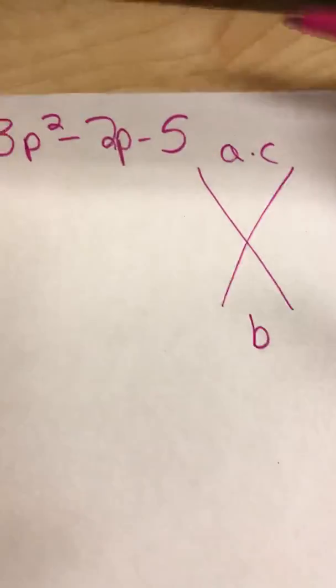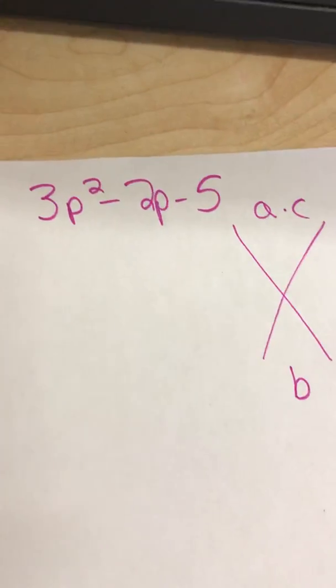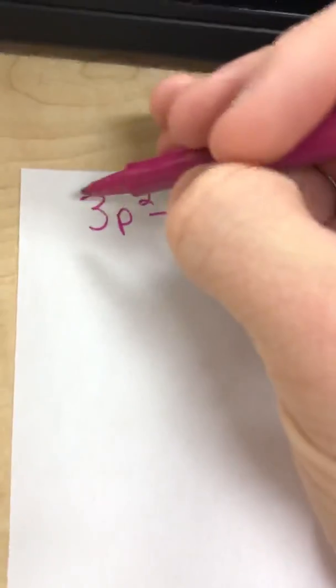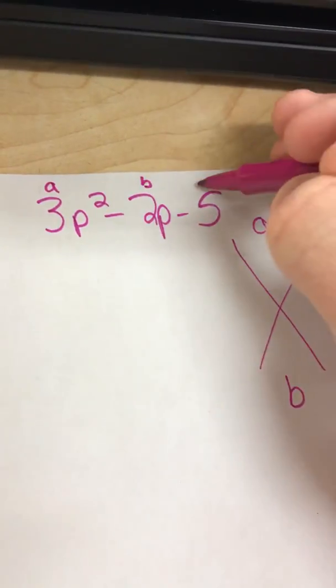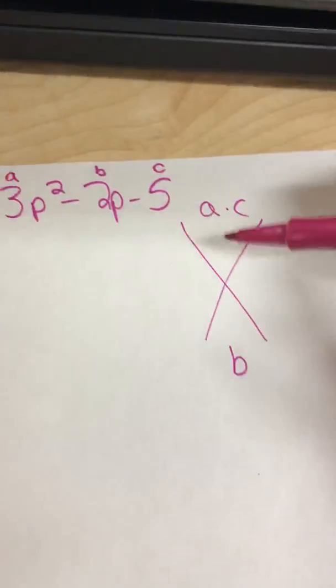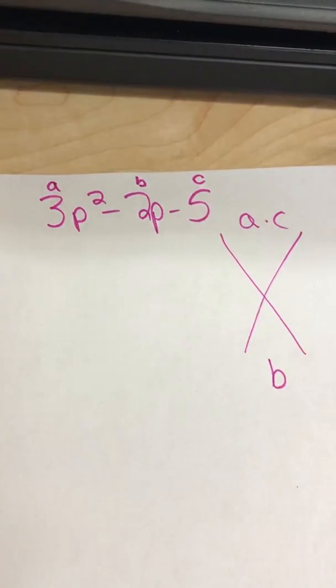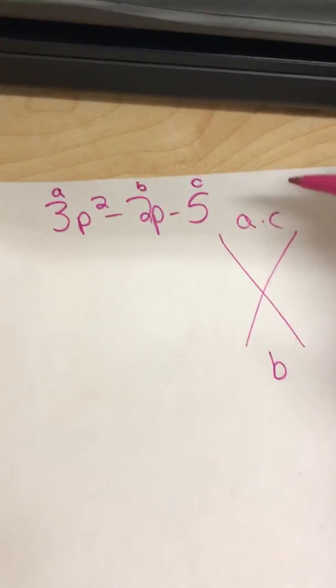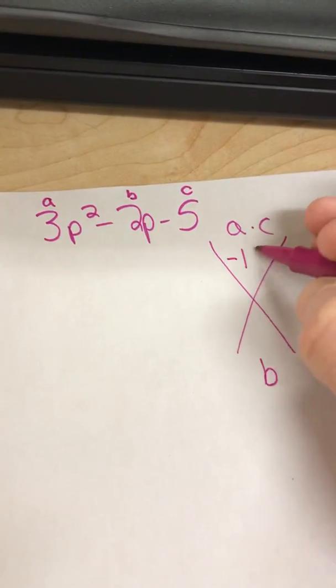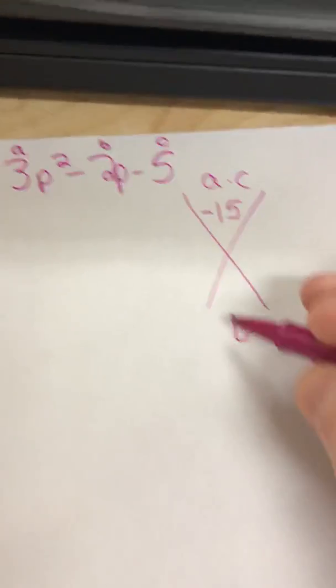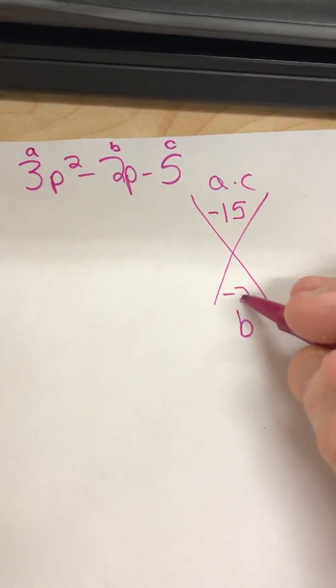Alright, so first step, remember we've got to set up our x factor method. So it's a times c on top and b on bottom. So let's label our variables. We have a, b, and c. So on top, 3 times negative 5. Remember, if you're subtracting, you want to treat it as a negative. So negative 15 over negative 2.